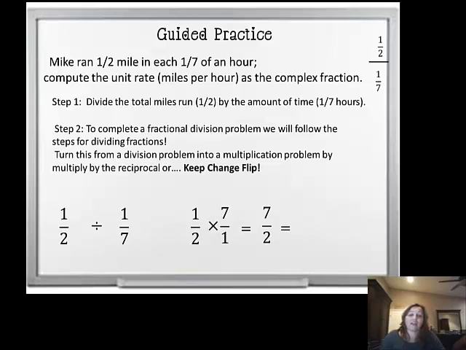And then we're going to go ahead and change this from an improper fraction. 2 goes into 7 how many times? 3, 6. We have 1 left over. So we're going to bring down the 0, add a decimal. 2 goes into that, 5, 10, 0. So we know that Mike ran half a mile in each 1/7 of an hour, so he is actually running 3.5 miles per hour.